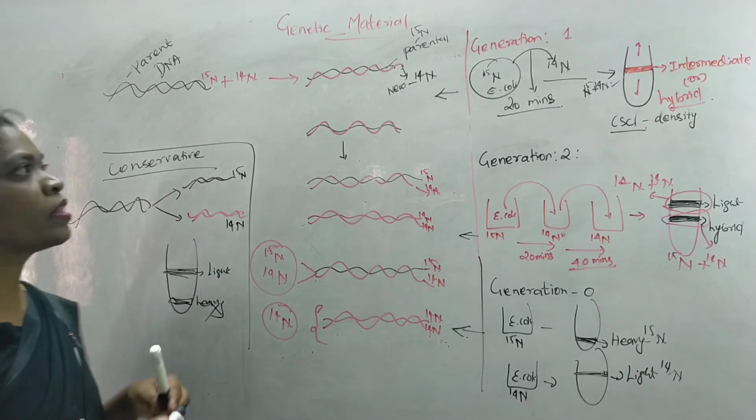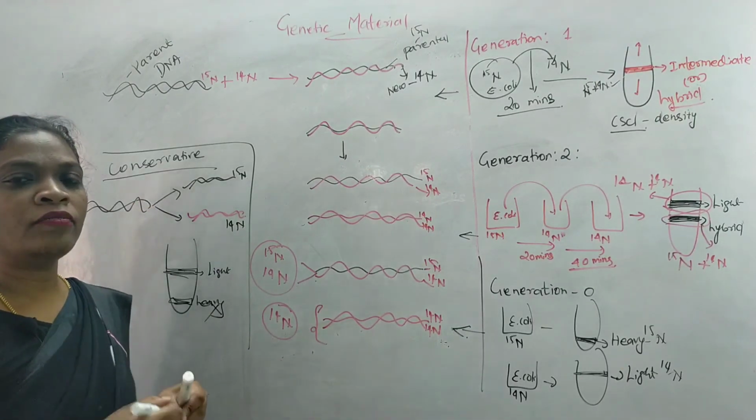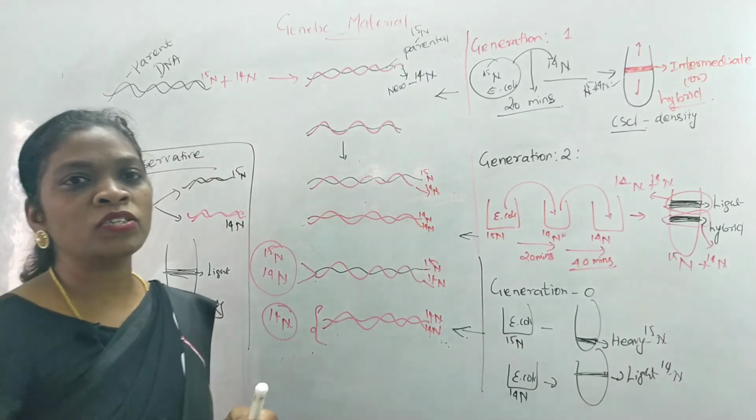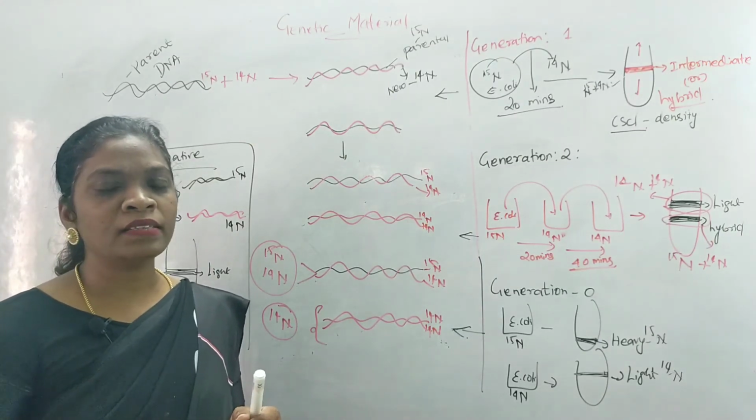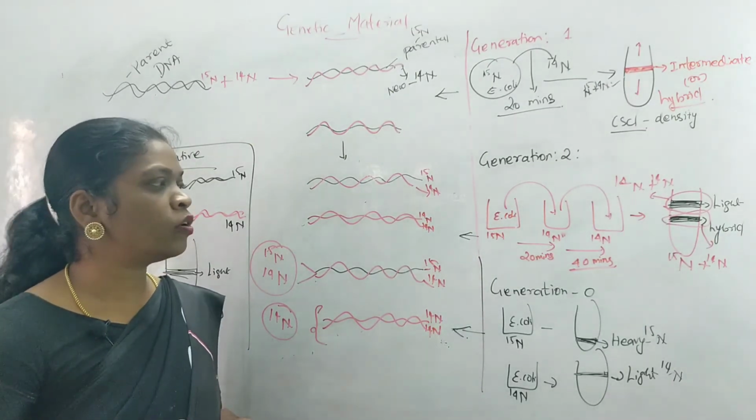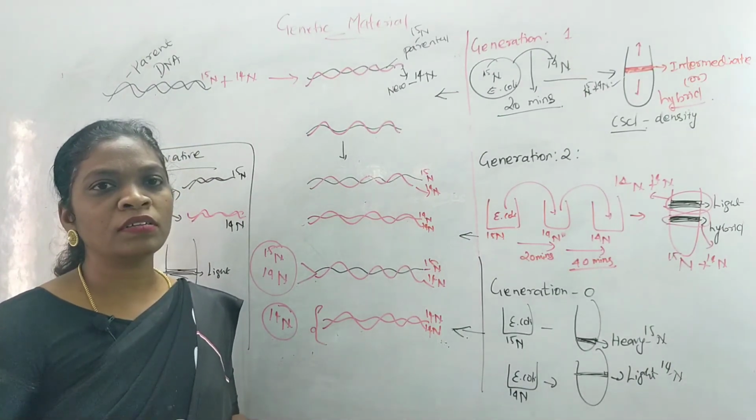So the semi-conservative method is the most accepted method of replication in genetics, in the case of DNA replication. In the next video, we'll learn about the next concept in genetics.